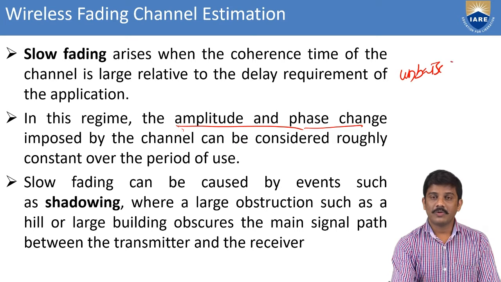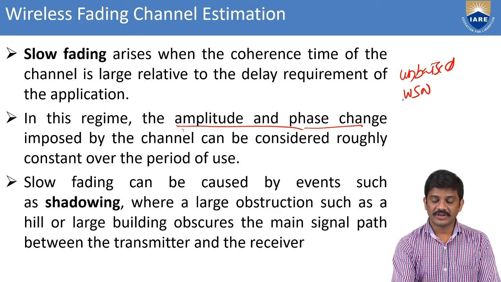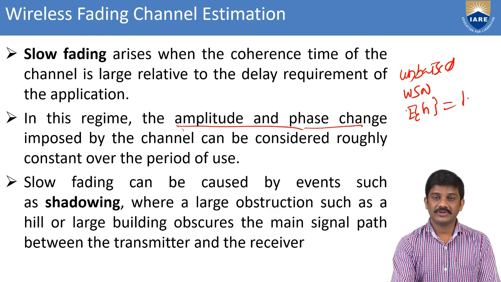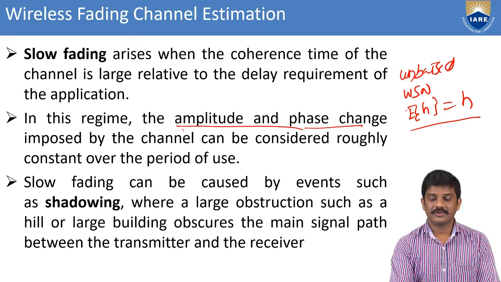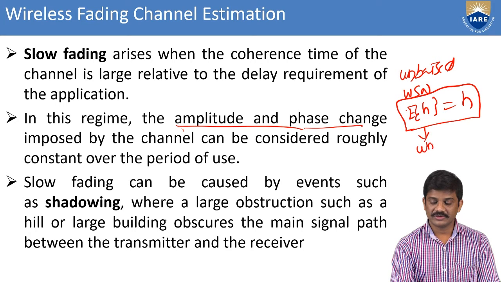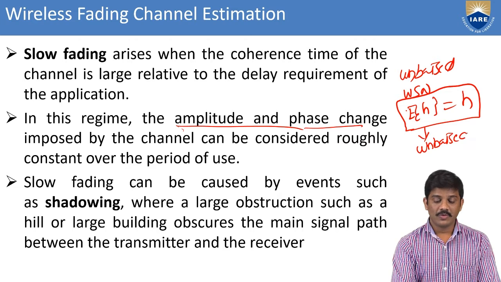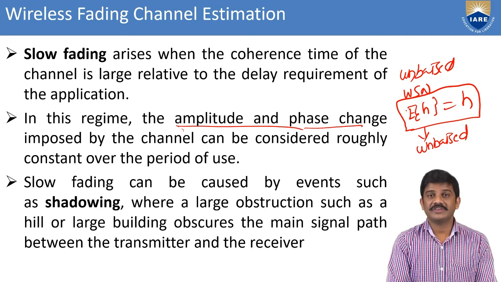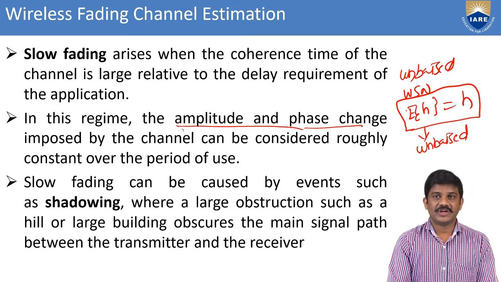Unbiased means, if we are considering the wireless sensor network, we have the true parameter and the estimated parameter, and both are equal. When both are equal, that is called the unbiased condition. And also if we have the change of the magnitude and the change of the phase, then we can go with the biased condition.